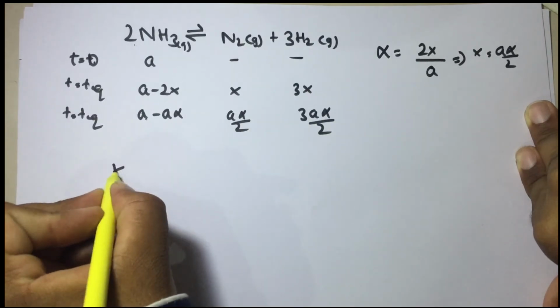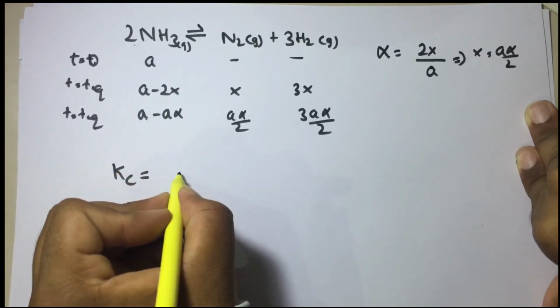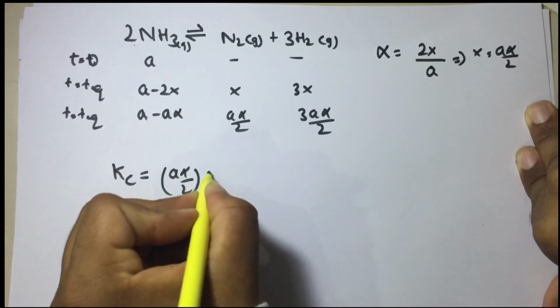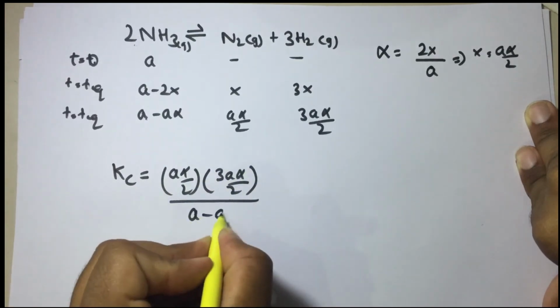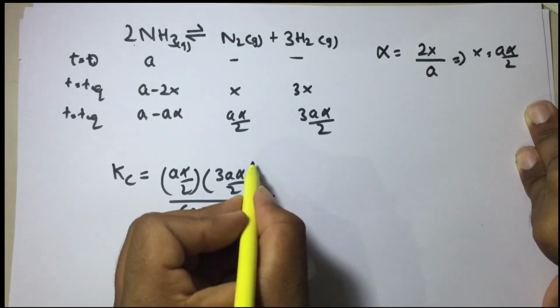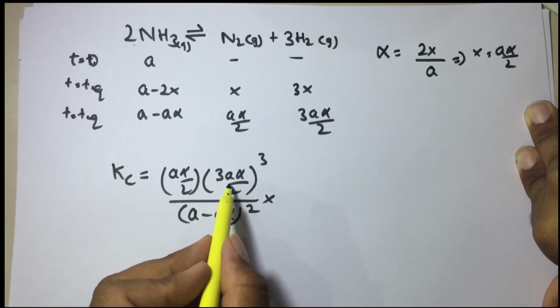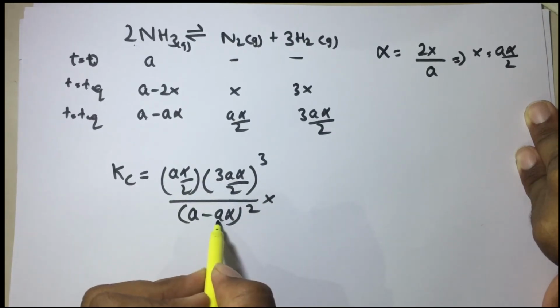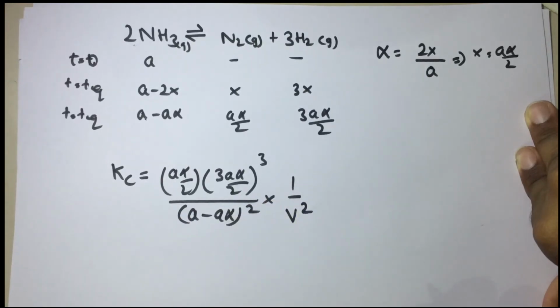अब लिखते हैं Kc. अब तो अपन जो पढ़ते आ रहे हैं वो सेम की सेम चीज़ है ना. देखो, then Kc will be a alpha by 2 and 3a alpha by 2 divided by a minus a alpha to the power whole square and to the power 3. Okay, in the numerator we have 4 terms, in the denominator we have 2 terms, so we have to multiply volume to the power 2 in the denominator.